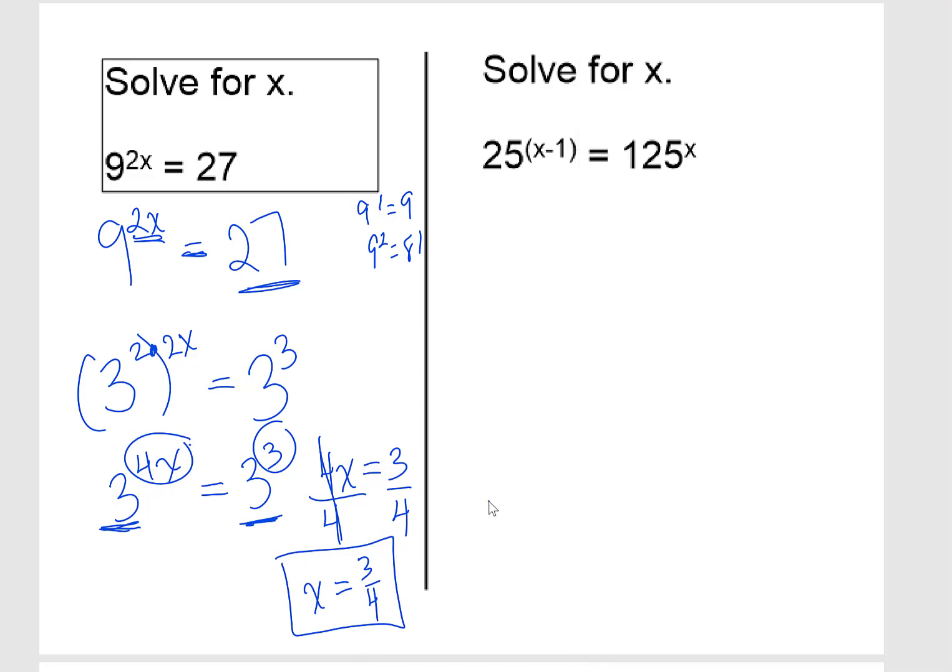Okay, let's check out that right side. So it says 25 raised to x minus 1 is equivalent to 125 raised to x. So now I have exponents on both sides, but still what I'm looking at is the bases, right? So I would say, okay, well, can I express, I'm going to look at the bigger base. Can I express 125 with a base of 25?